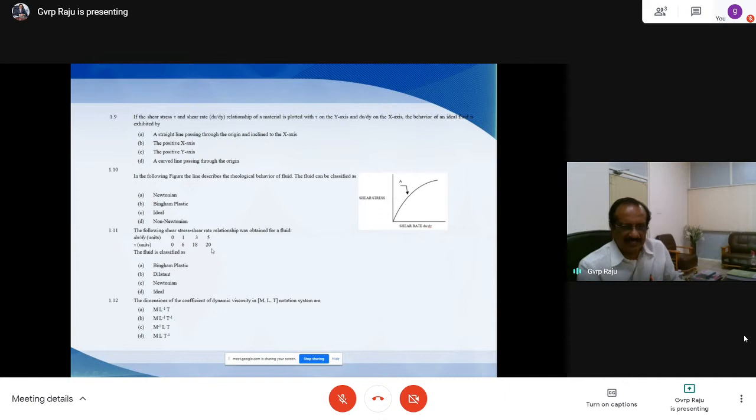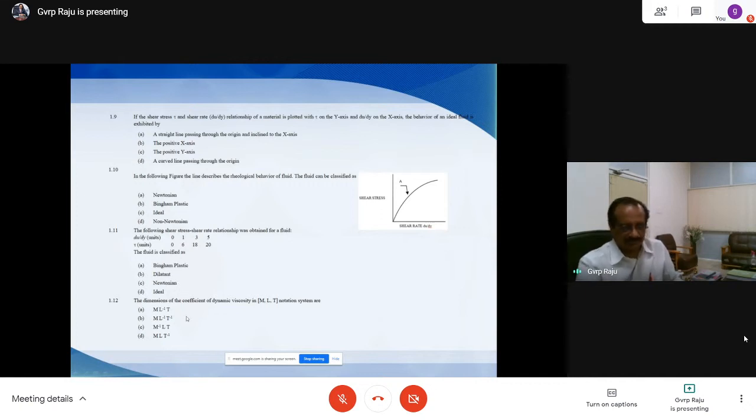If the variation is linear, it starts from the origin, 0, 0. And if you plot shear stress against shear rate using this data, the variation is linear. So if the graph between shear stress and shear strain is linear, then you can say it is a Newtonian fluid. For 1.11, the answer is C.